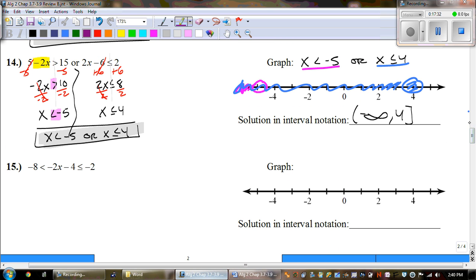Okay, last one, number 15. You guys think you can do it on your own? Okay. Just be careful with that x because it's negative. All right, pause the video. Good luck.